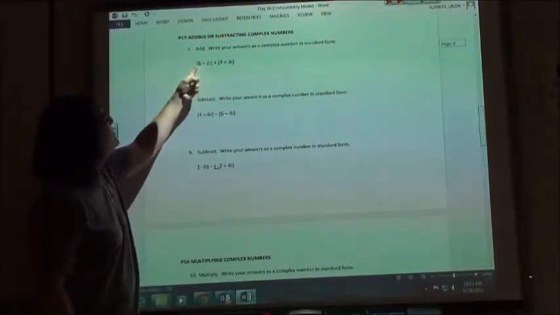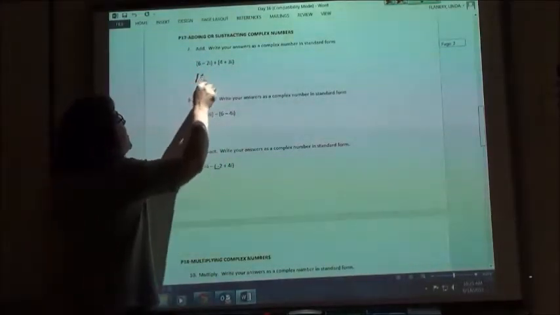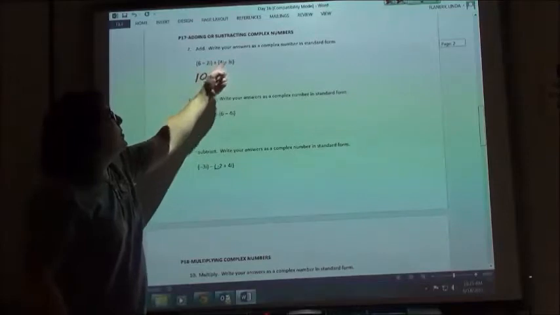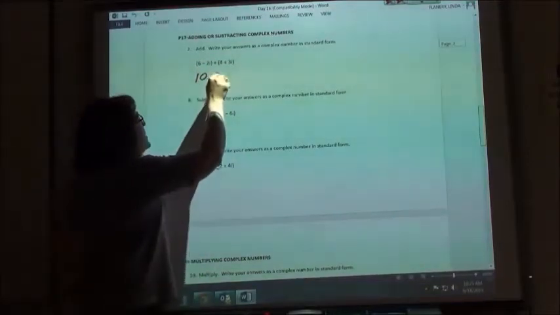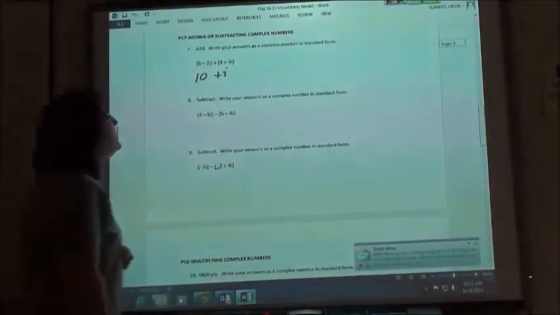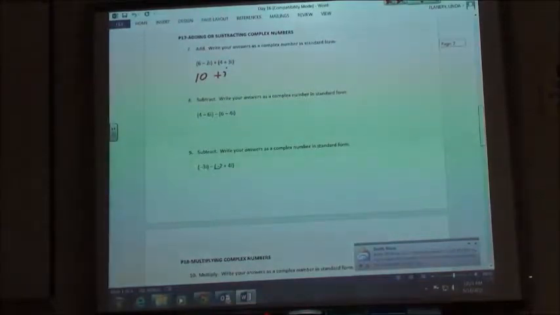Here we're adding, so 6 plus 4 is 10. Negative 2i plus 3i is 1i, which is just a positive i then. So 10 plus i is just going to be my answer.